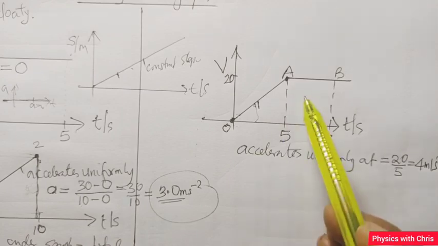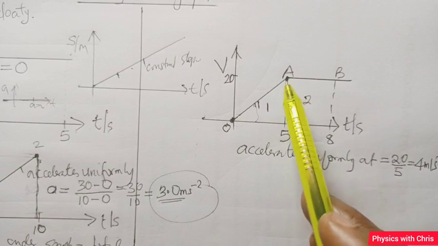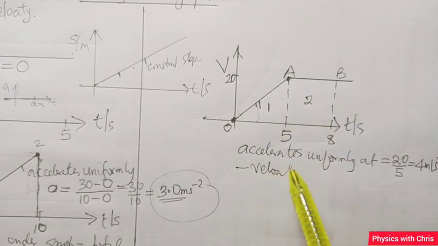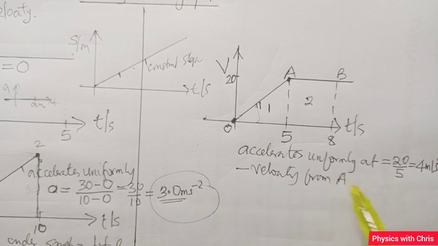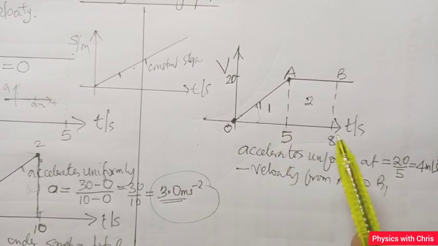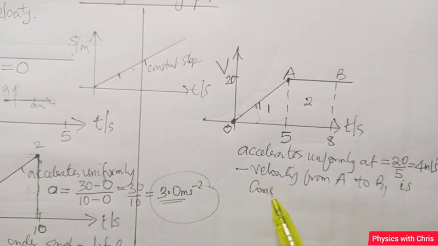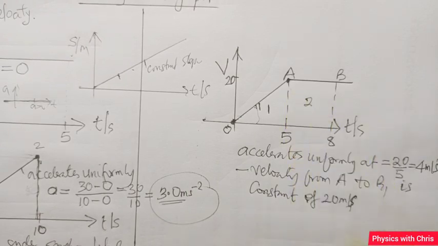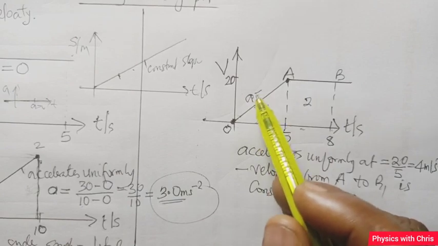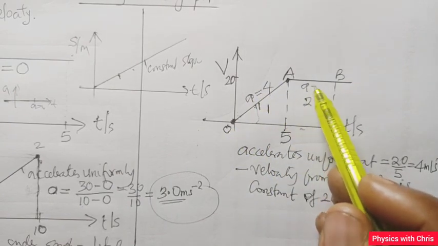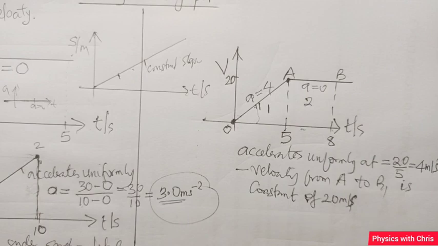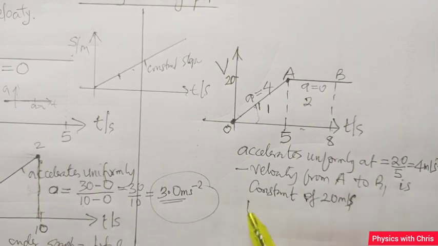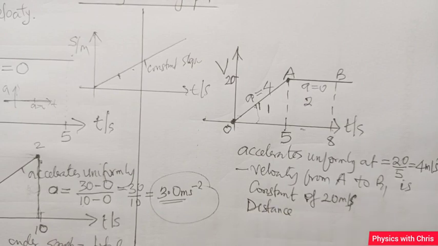Now, the second stage of the journey, let me call this stage 1 and this stage 2, from A to B. The body's velocity from point A to B, or between times 5 and 8 seconds, is constant, which means the body is moving with a constant velocity of 20 meters per second for the next 3 seconds, 8 minus 5. It means that the acceleration between O and A is 4, and the acceleration between A and B is 0, because when a body moves at constant velocity, it has no acceleration. So this is a description of the motion of the body in terms of velocity and acceleration.